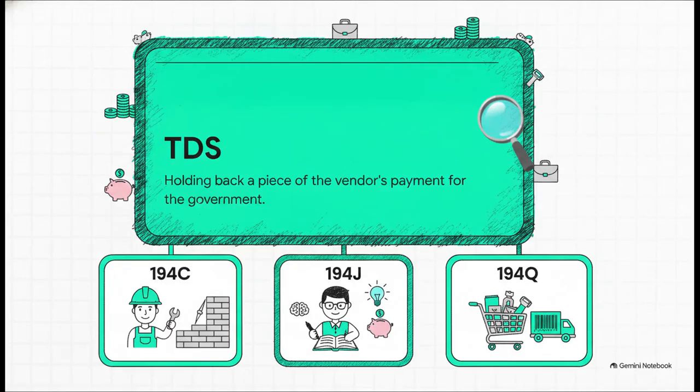Okay, so in plain English, tax deducted at source, or TDS, literally just means holding back a piece of a vendor's payment so you can send it directly to the government. Zero jargon needed here. There are basically three main buckets you need to keep in mind. First, 194C, which is for your physical contractors. Then, 194J is for your professional experts. And finally, 194Q is for when you're buying physical goods.